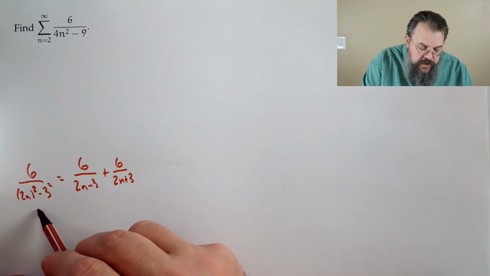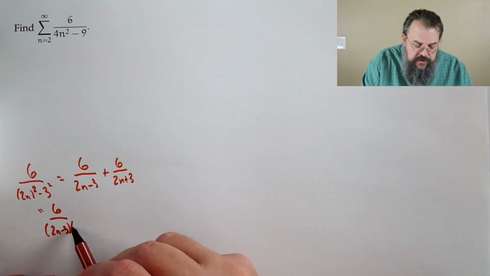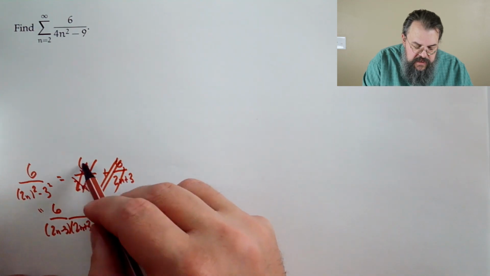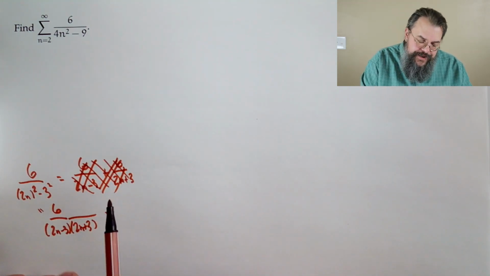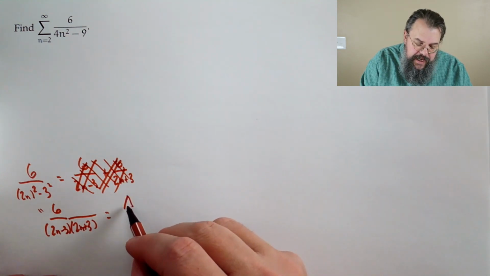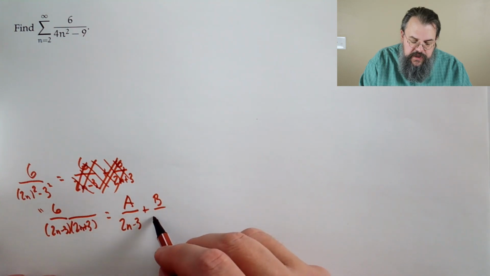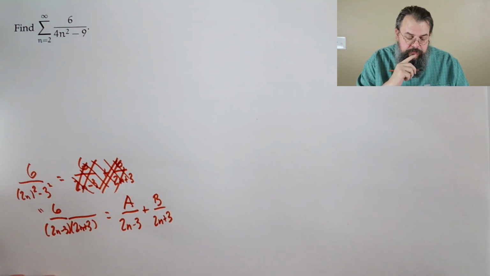Because it's a minus b, a plus b. I really should have said there's an intermediate step: 6 over 2n minus 3 times 2n plus 3, and there's no 6 there. I got ahead of myself. So it factors as a over 2n minus 3 and b over 2n plus 3. There we go. We don't know a and b yet. We'll find that out in a second.